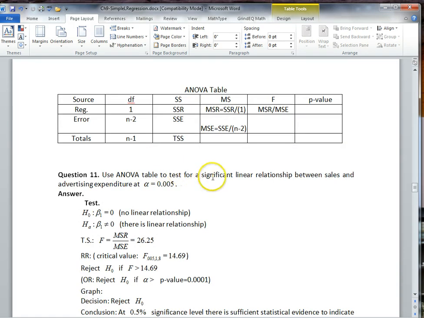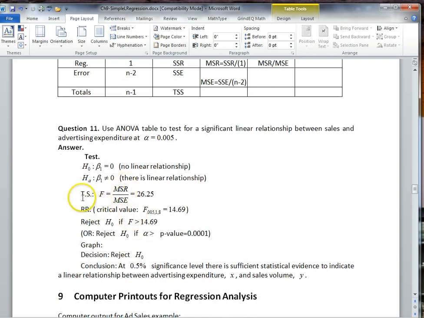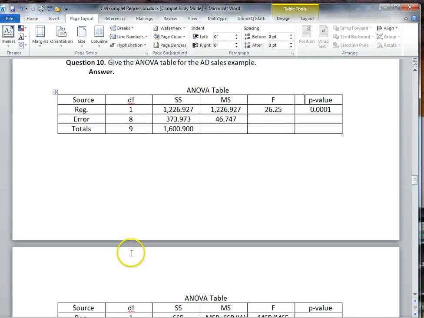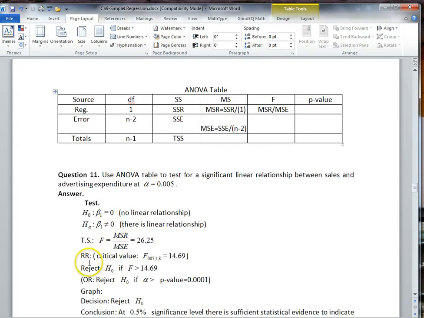So you use the ANOVA table to test for a significant linear relationship between sales and advertising expenditure at alpha equal 0.005. That's 0.5%. Basically we're testing: no linear relationship, which means the slope is 0, versus there is a linear relationship, which means the population slope is not equal to 0. And we look at the test statistic, which is this value here, 2625. Actually, we don't need that or this. Let's look at the p-value. The p-value is 0.001. That's an alternative way of doing this.